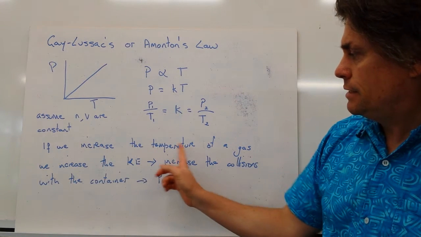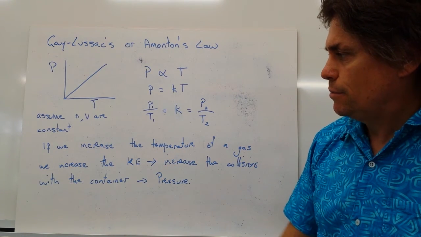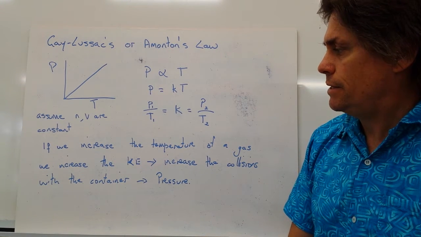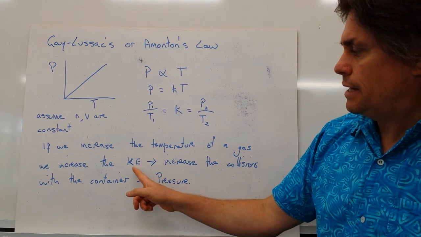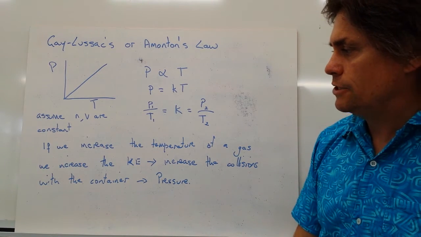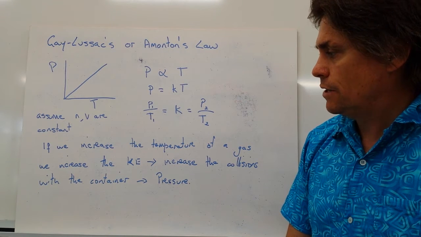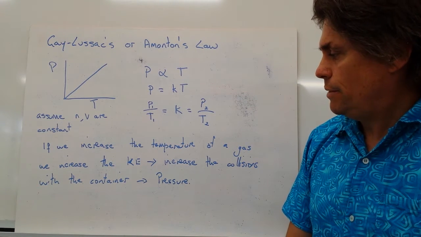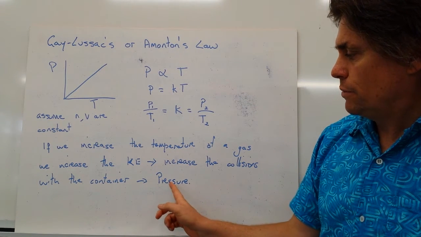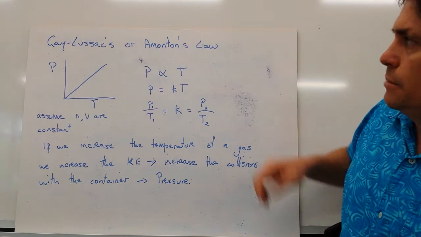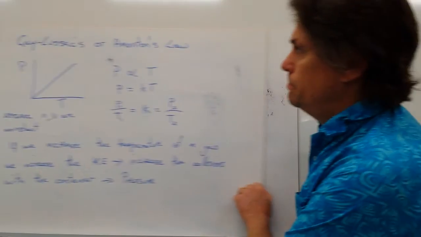If we increase the temperature of a gas, we thereby increase the kinetic energy from our kinetic molecular theory. This increase in kinetic energy increases the number of collisions that the gas has with the container. And as we've seen, if we increase the number of collisions, we increase the force, which also increases the pressure on the container. So let's apply this law to a problem.